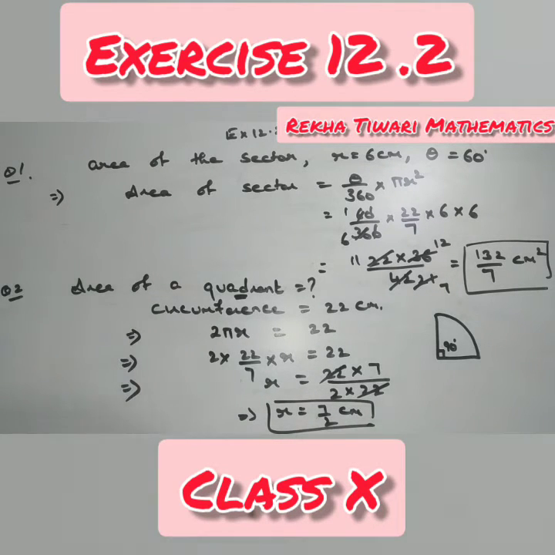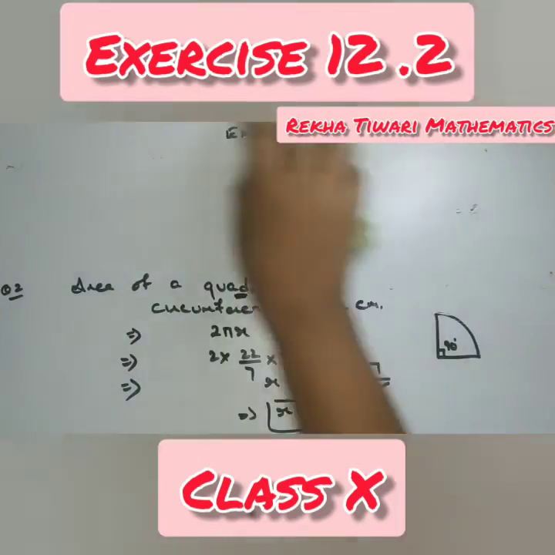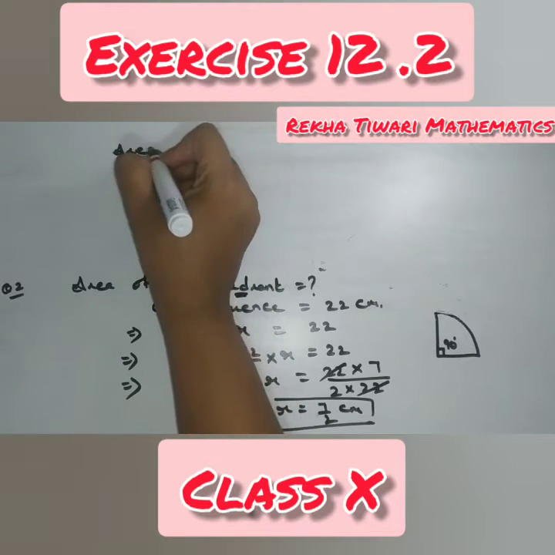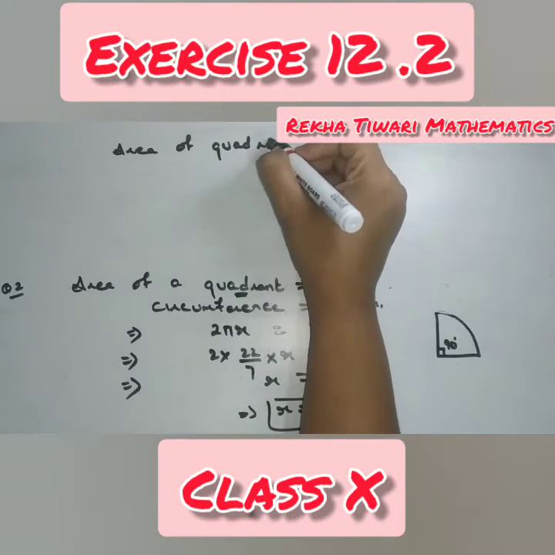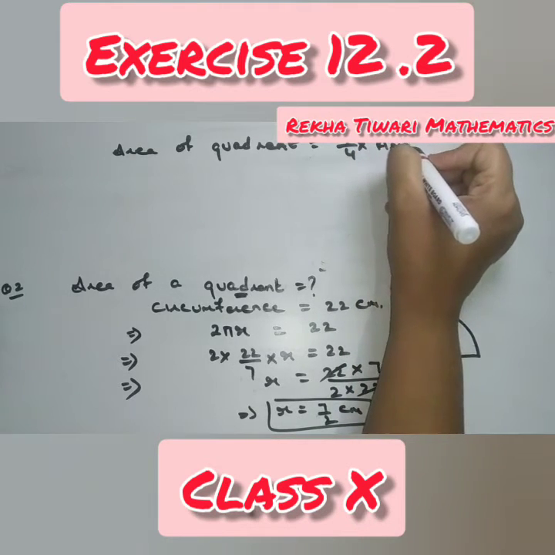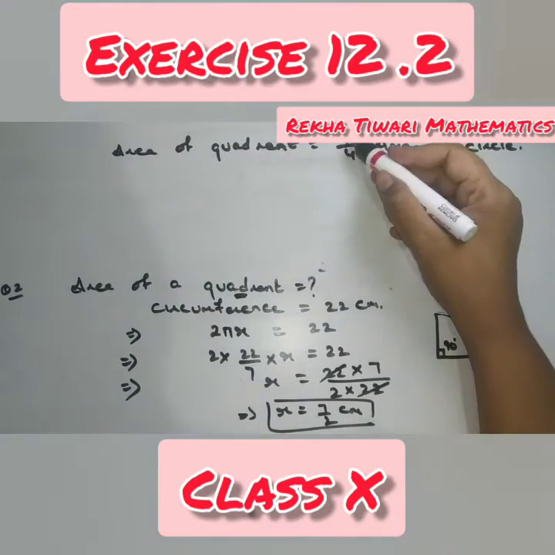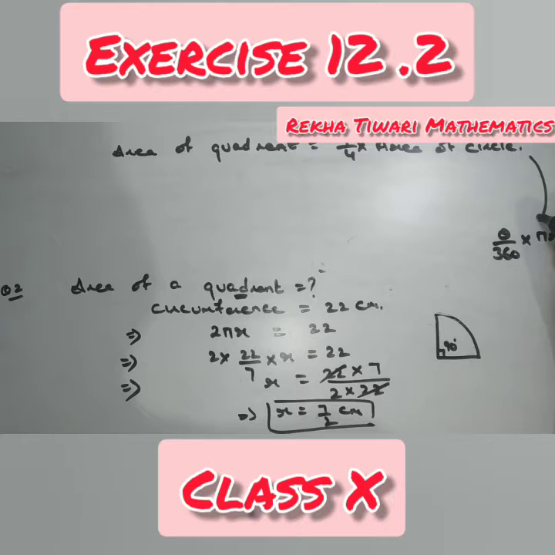Theta is given. I can easily find out the area of the quadrant. Quadrant is nothing, again a sector with theta 90 degree. Either you use the formula for area of sector or directly you can write that area of quadrant is equal to 1 by 4 into area of circle. See, 1 by 4. If you go by the formula theta by 360 into pi r square, no change. Both the formulas are same.